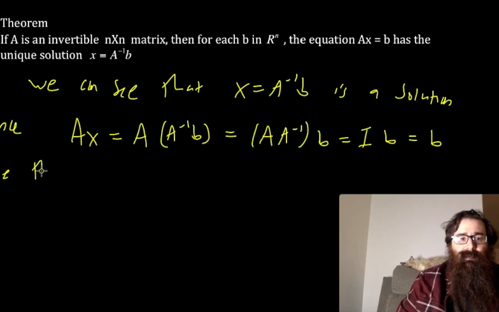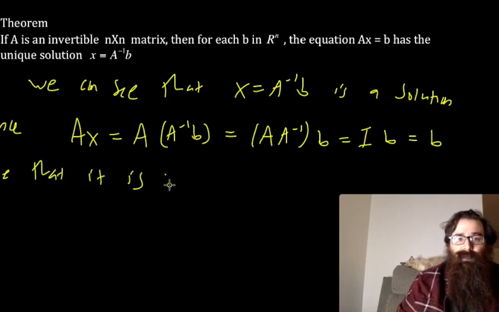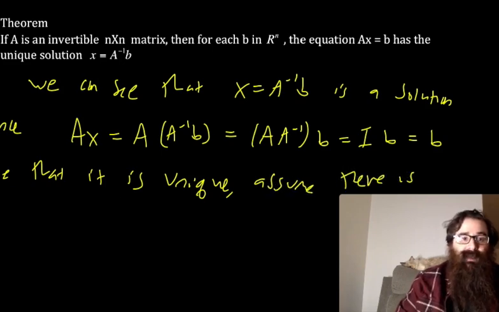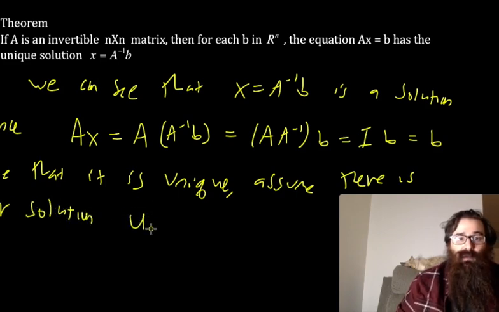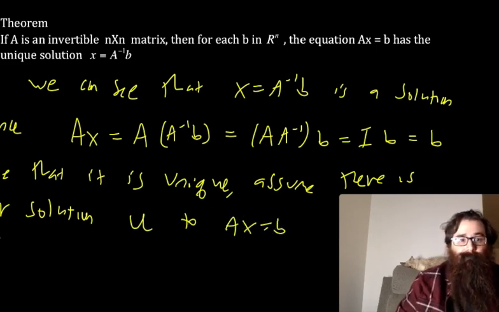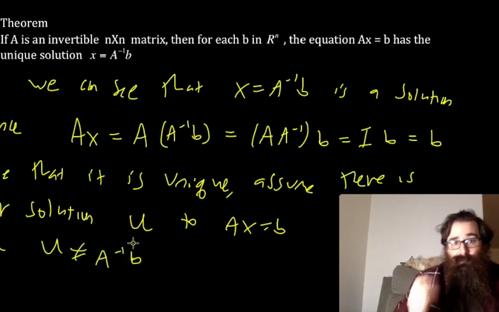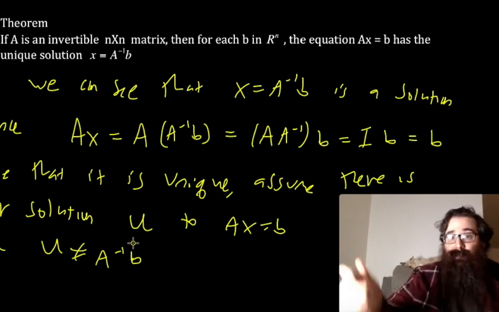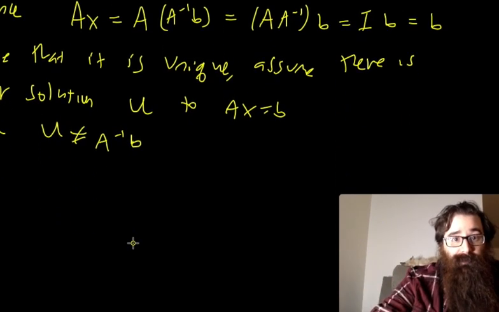Now to see that it is unique, let's assume there is another solution, u, to Ax equals B, where u is not this A inverse B. So we're saying, okay, let's see if it's unique. Let's do this by contradiction. Let's assume there is some other solution, and it's not the same thing. Let's see if this can happen.